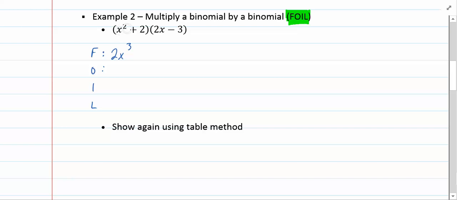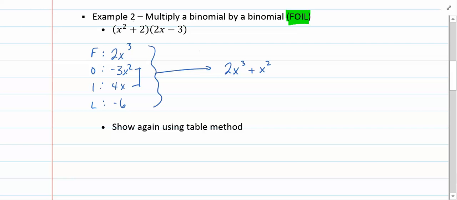For the outside, we get x squared times negative 3, so that's a negative 3x squared. For the inside, we have 2 times 2x, 4x. And for the last, we have 2 times negative 3, which is a negative 6. These two middle terms can combine into like terms, and when I rewrite the result of each of these 4 steps, we see that we have 2x cubed plus x squared. Whoops. Let me back that up here.